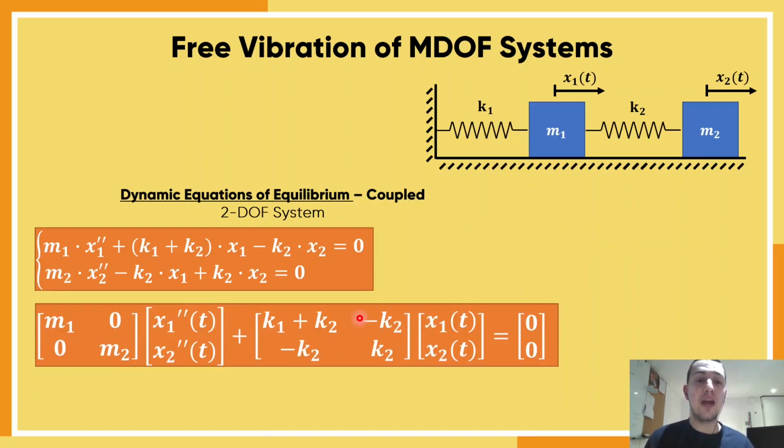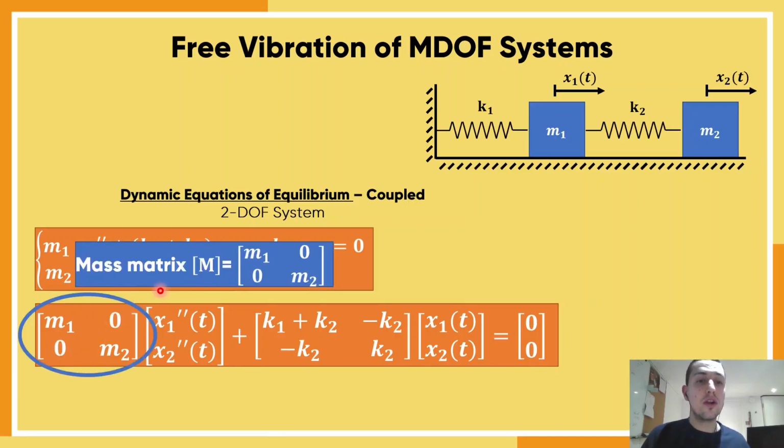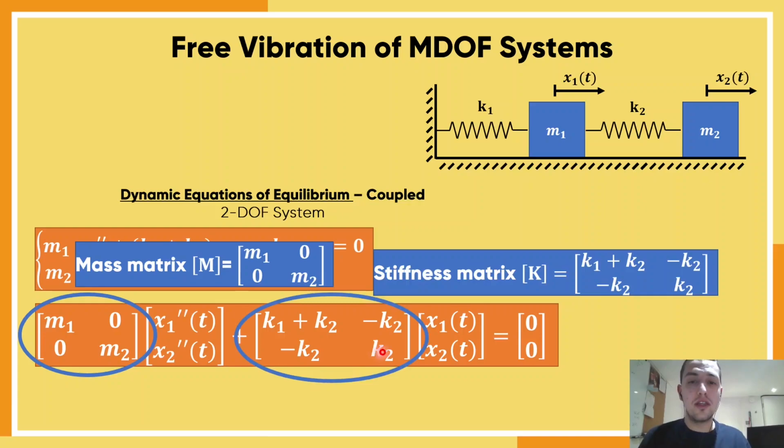Now, to finalize, I want to give a name to these two matrices. This matrix here, M1, 0, 0, M2, we're going to call it the mass matrix. And it always has this shape, M1, 0, 0, M2. And this matrix here, we're going to call it a stiffness matrix. So K1 plus K2, minus K2, minus K2, and K2.